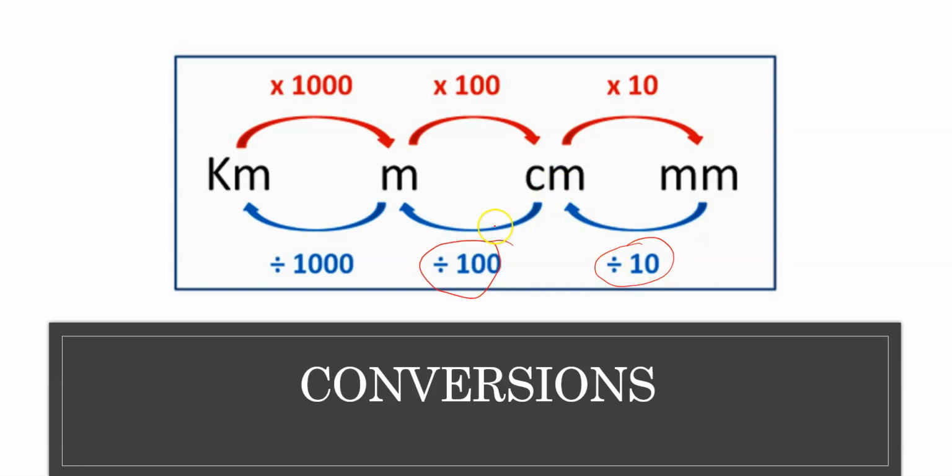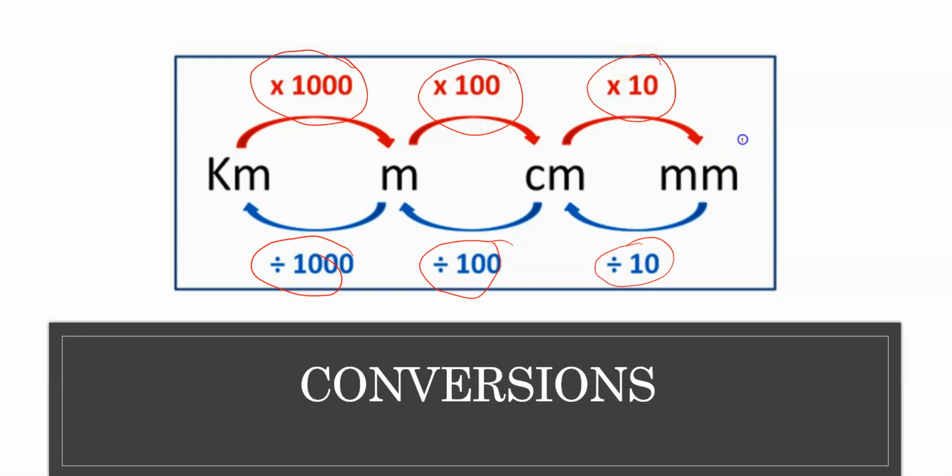Then centimetres to metres, you divide by 100. Metres to kilometres, you divide by 1,000. If you've got kilometres and you want to get to metres, you multiply by 1,000. If you have metres and you want to get to centimetres, you multiply by 100. And if you've got centimetres and you want to get to millimetres, you multiply by 10.